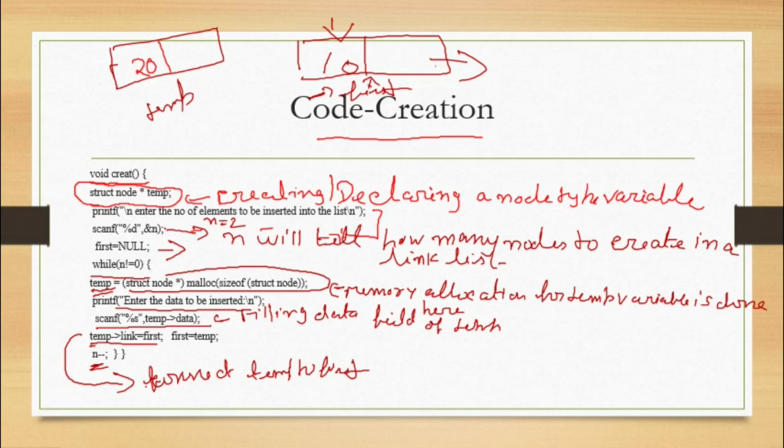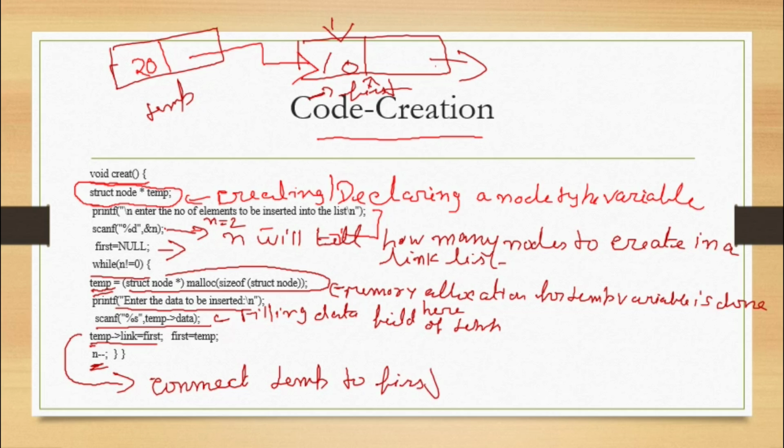Now see students, this exact operation you can see, temp of link is equal to first. This is nothing but connect temp to first. So let me write it for you once again, so it is clear: connect temp to first. Next I do first is equal to temp, so this name will be changed now here.